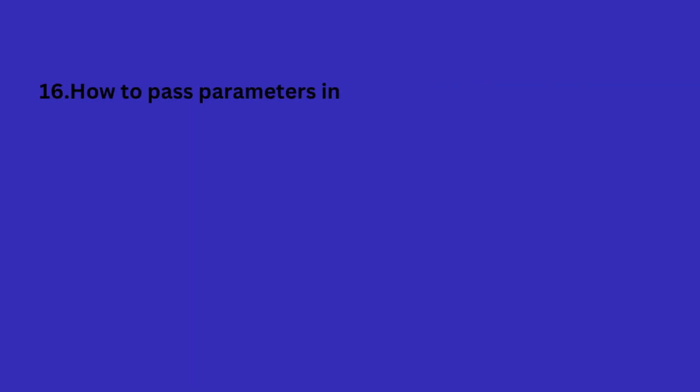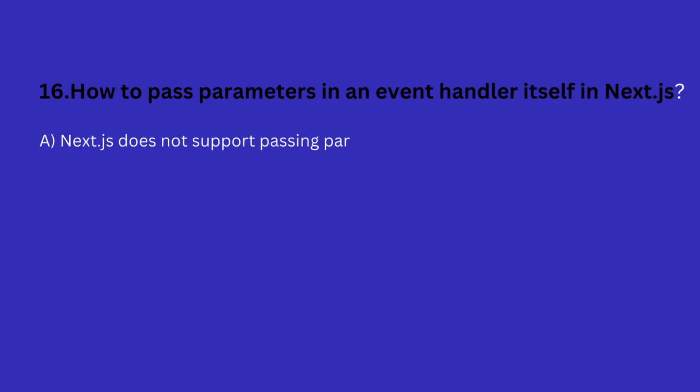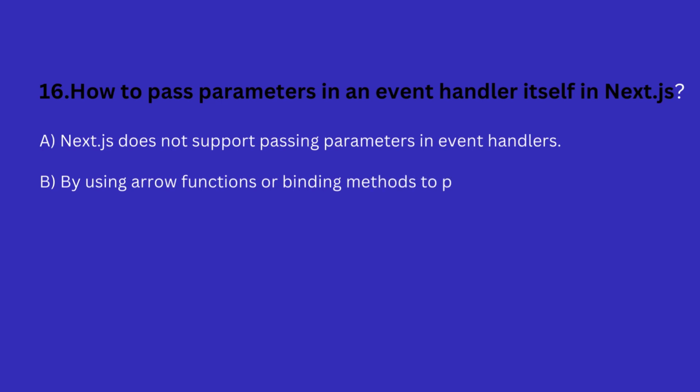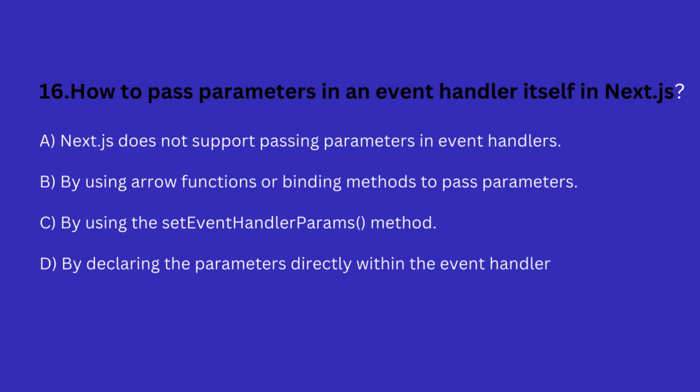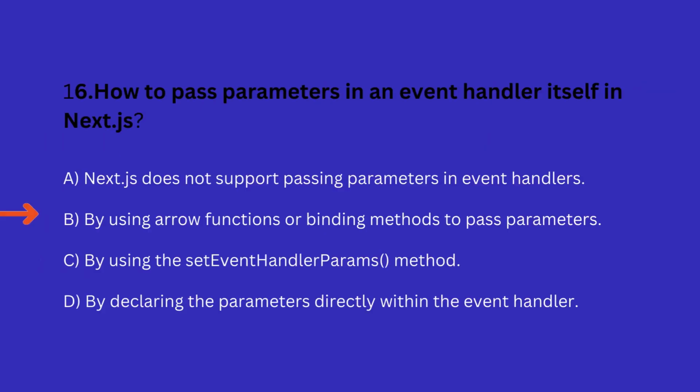16. How to pass parameters in an event handler in Next.js? A. Next.js does not support passing parameters in event handlers. B. By using arrow functions or binding methods to pass parameters. C. By using the setEventHandlerParams method. D. By declaring the parameters directly within the event handler. Correct answer is option B.